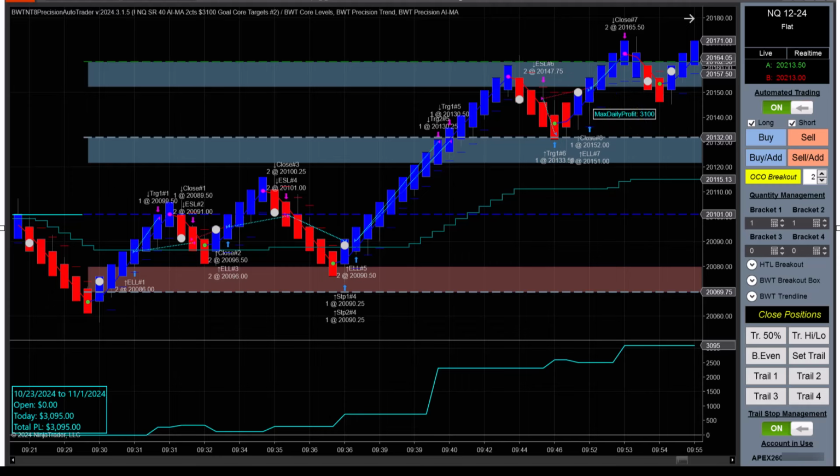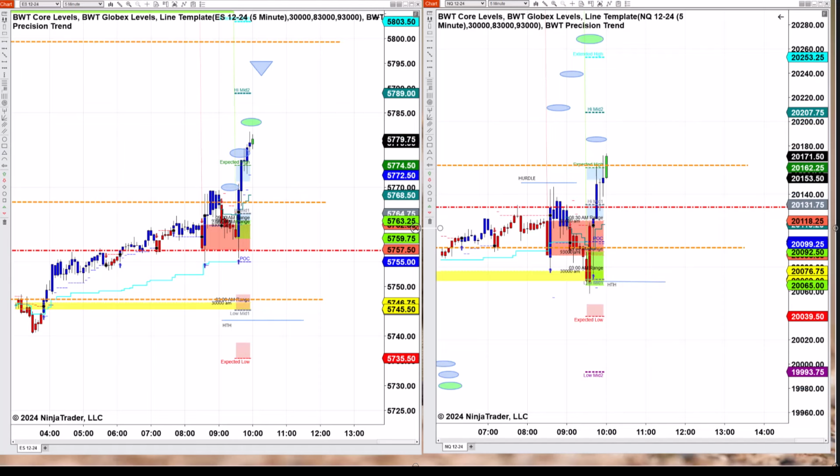Next, what I want to show you is the core levels in the trade room and how they call the targets for the core levels in the trade room. So this is a 5-minute chart, which they typically show in the BWT trade room. And unfortunately, they started the video at 10 o'clock, and I'm trying to get a video that starts at 9:20 because these ellipses here, and on the NQ, these ellipses are drawn in advance.